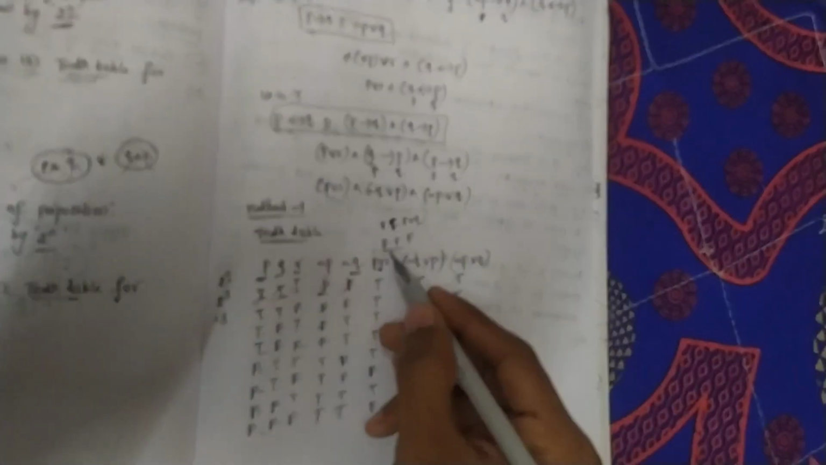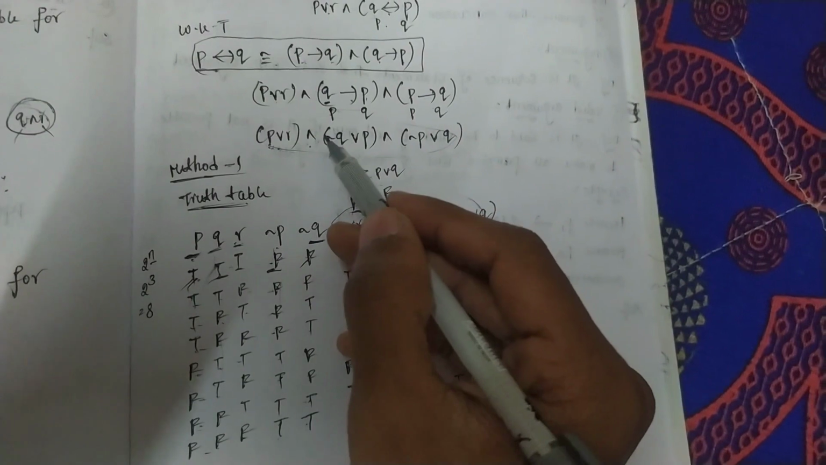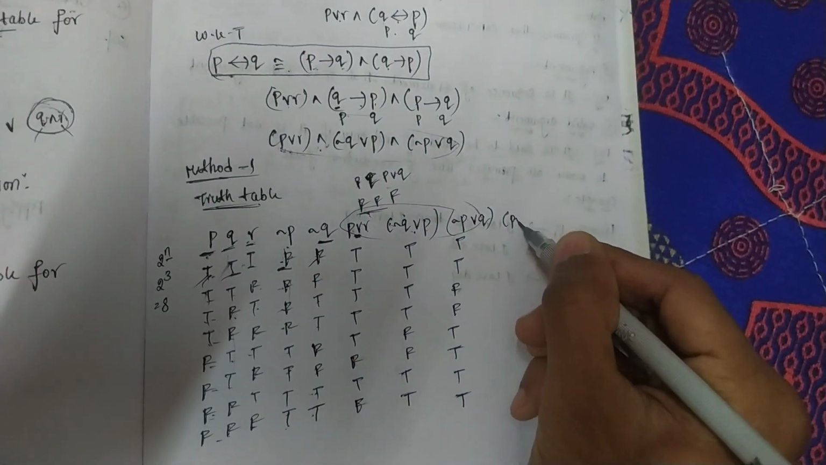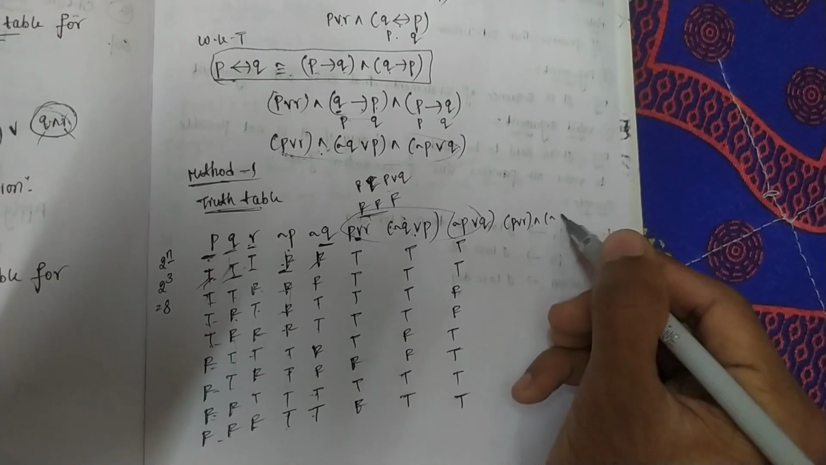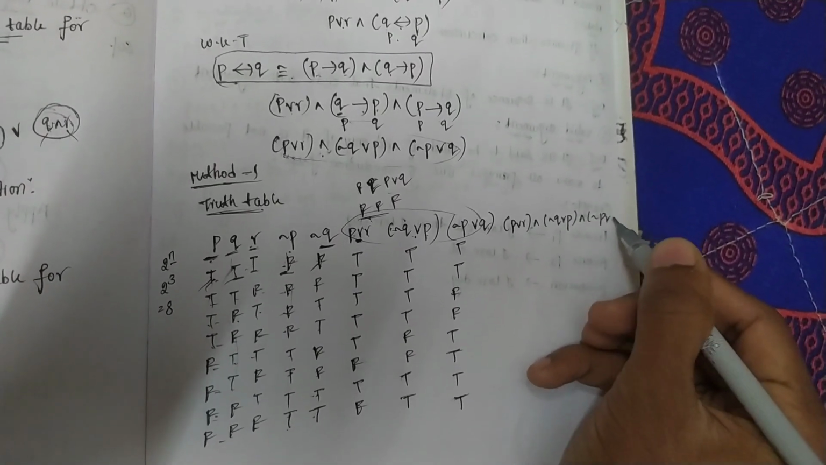Now, negation Q or P and negation P or Q: in between these three compound statements we place the AND connective. So it is P or R, and negation Q or P, and negation P or Q.